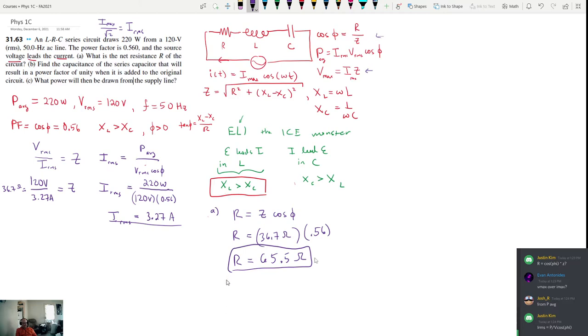Hopefully no one has any questions. Seemed like you all were able to figure out pretty quickly how you do it. We're just manipulating these equations until we're left with one unknown.